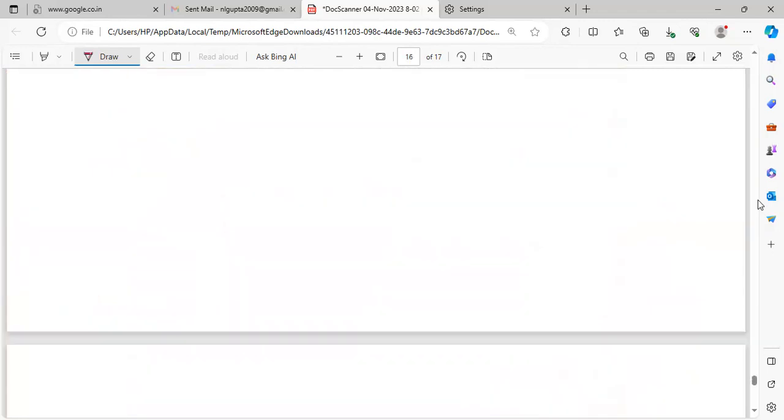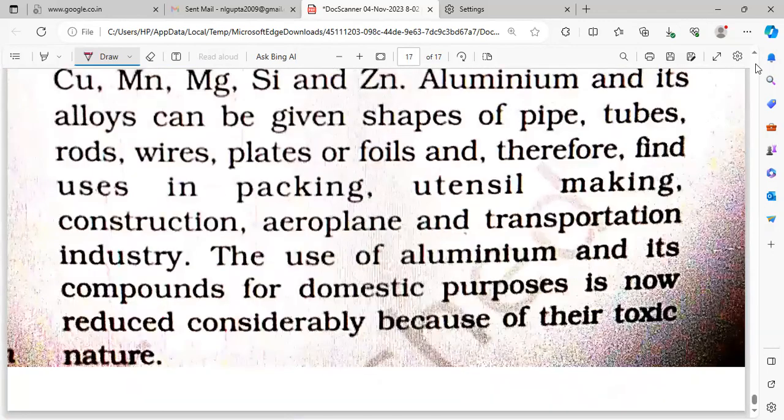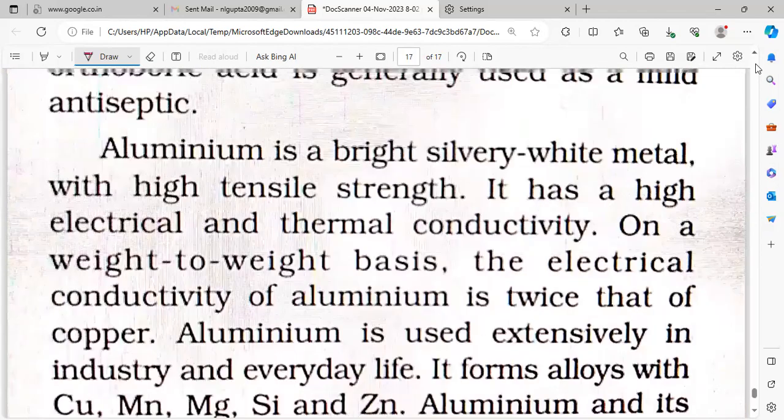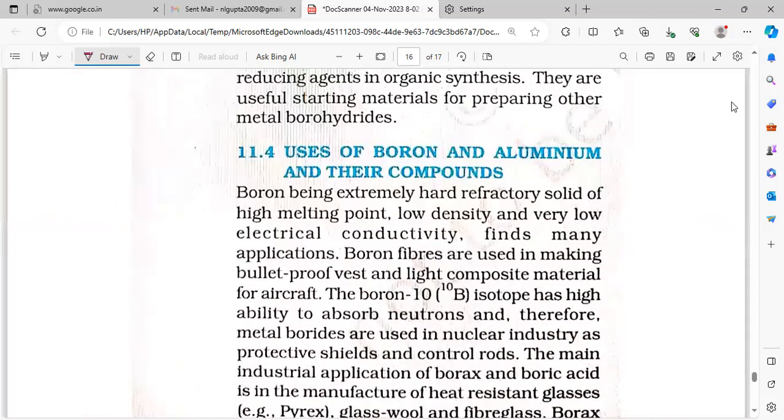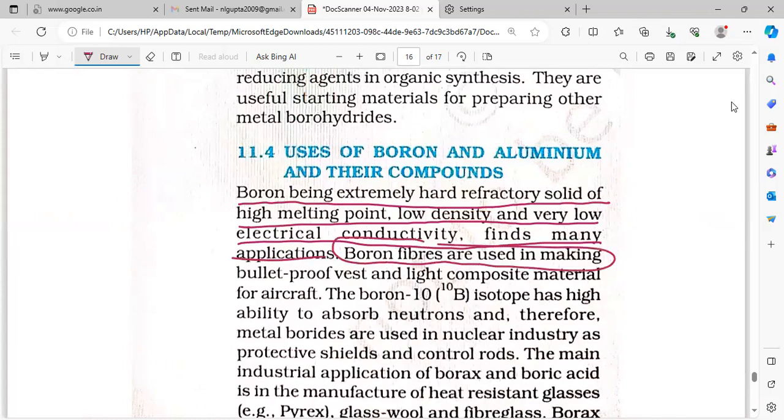Let us see the usage now. When you study the usage, where is it being used? Boron is an extremely hard refractory solid of high melting point, low density and very low electrical conductivity, and finds many applications. First, boron fibers are used in making bulletproof vests and light composite material for aircraft. First you see, bulletproof vest, because it is very hard.